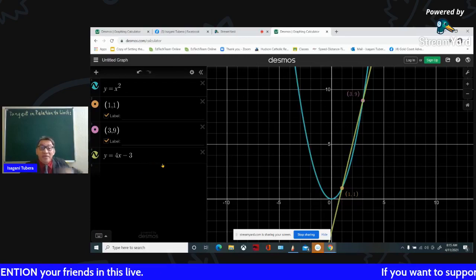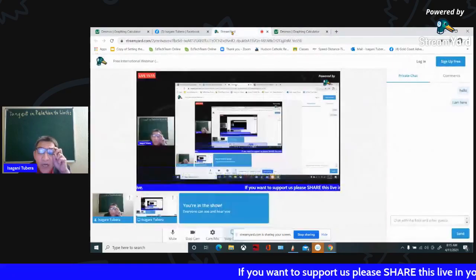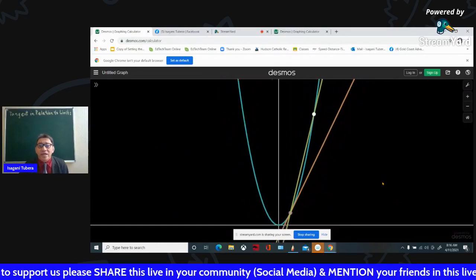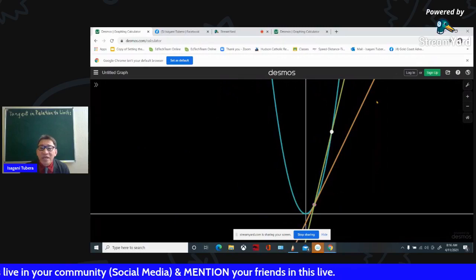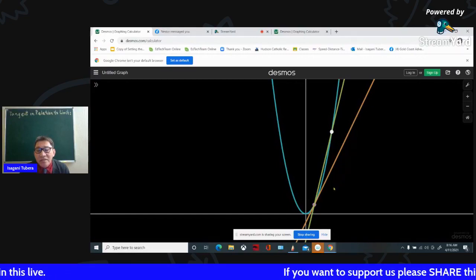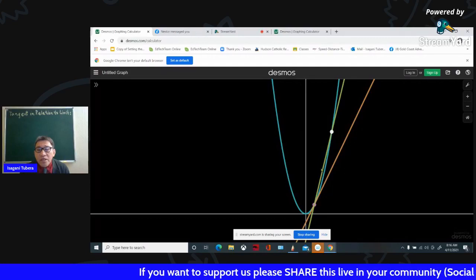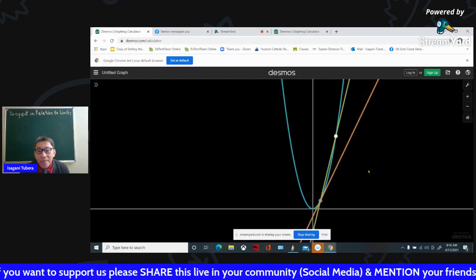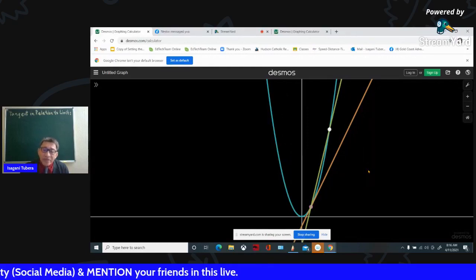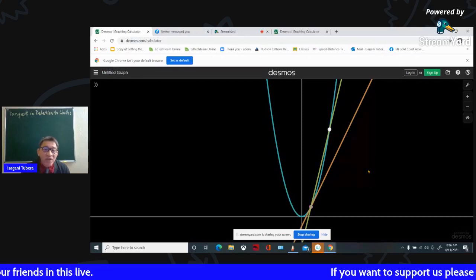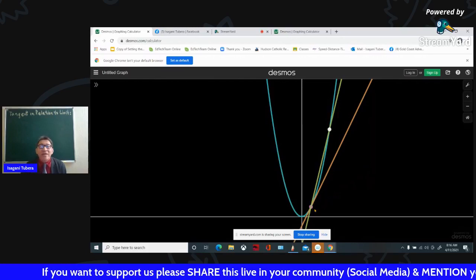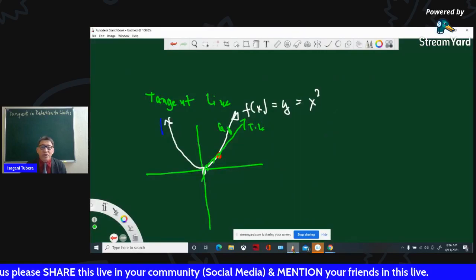So our objective is to find the tangent line. This line here is the tangent line, and the green line is the secant line. Again, our objective is to find the equation of the tangent line. To do that, we need to have a slope. What is the slope at this point P here? We don't know that, and that is what we're going to achieve.